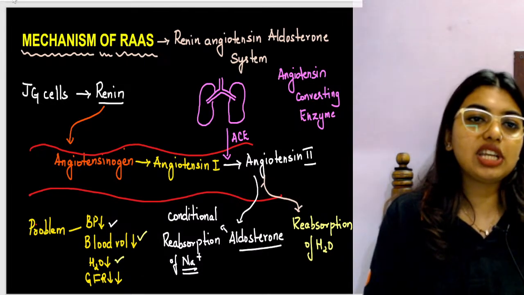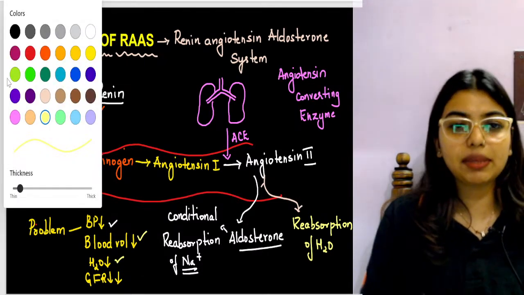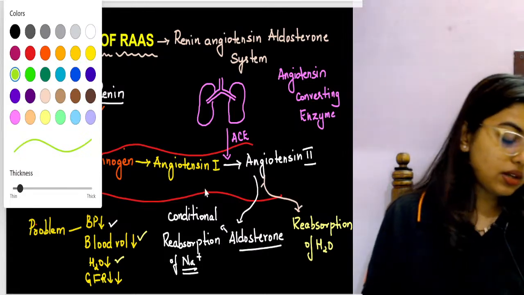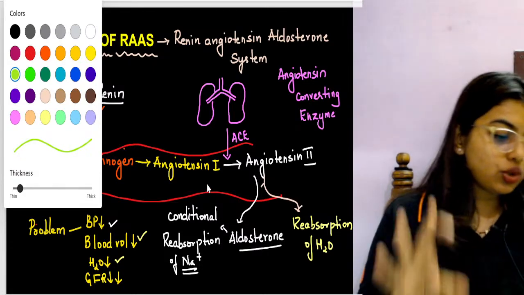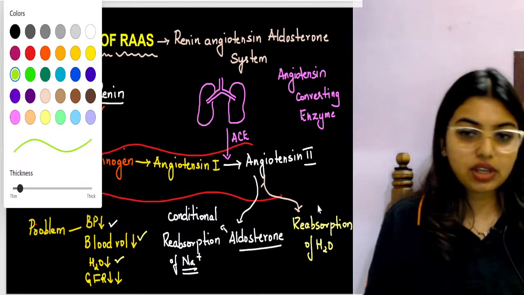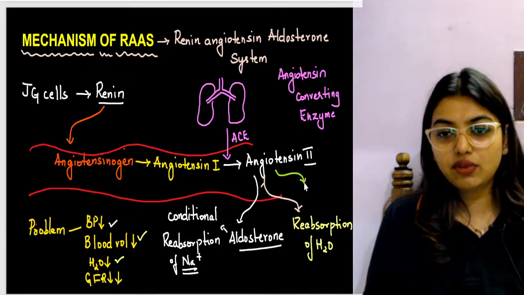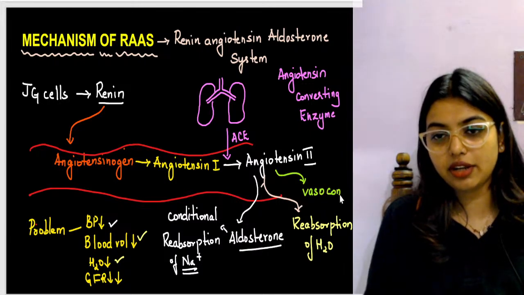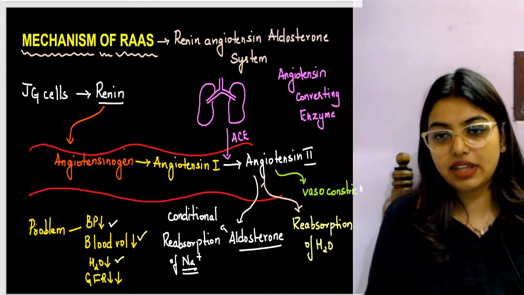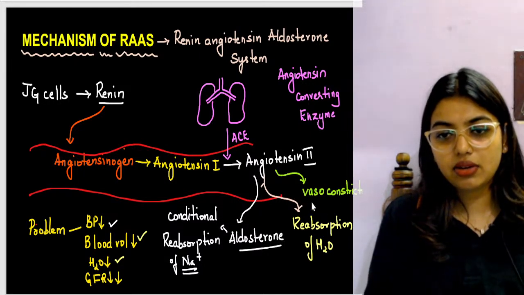Then we will tell GFR is low. That means the blood which is coming in is low. So then angiotensin will tell, don't worry, we will do vasoconstriction. Vasoconstriction of whom? We will do vasoconstriction of the efferent arterioles. So the blood which is going out will be reduced. Is this clear? It's a very, very important mechanism. Vasoconstriction of the efferent arterioles.